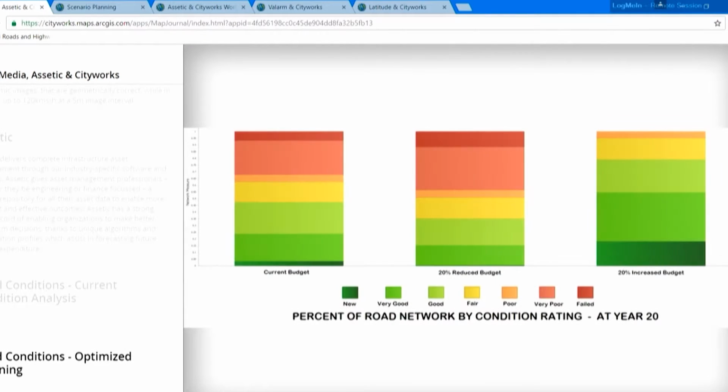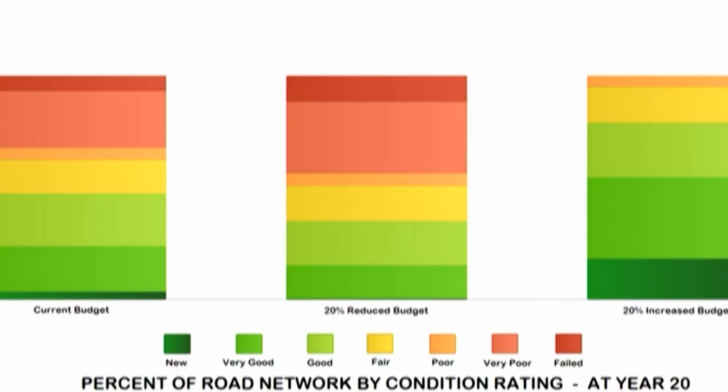We can also look at it from another graph. We can see, if we keep our current budget, that's what we're looking at. If we reduce it by 20%, that's where we're going to be. Or if we increase by 20%, here's where we'll be. But we're GIS-centric, right? We don't want to look at just graphs. How about if we go this route?